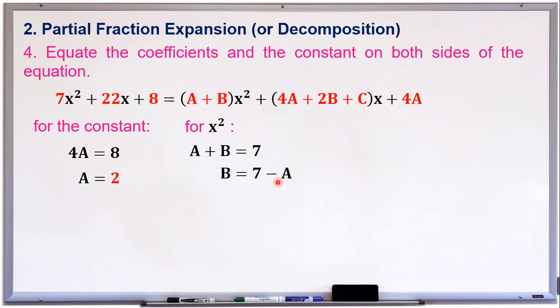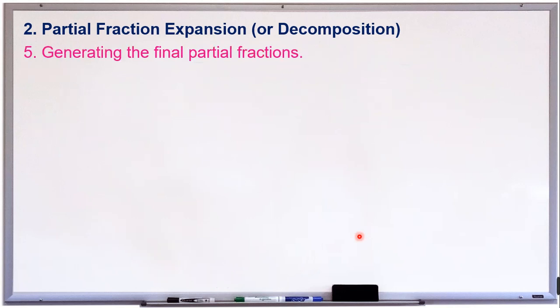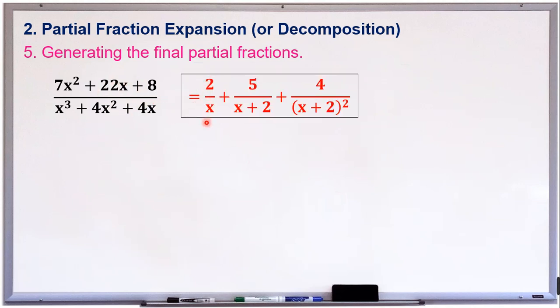Next is the coefficient of x. So we have 4A plus 2B plus C is equal to 22. Since we already have values for A and B, we can solve directly for C. So transpose these two terms, then substitute the values of A and B. So we have C is equal to 4. Next is generating the final partial fractions. So therefore, this given complex fraction has partial fractions of 2 over x, so that is the value of our A, that is 2, plus 5 over (x plus 2), plus 4 over (x plus 2) squared.